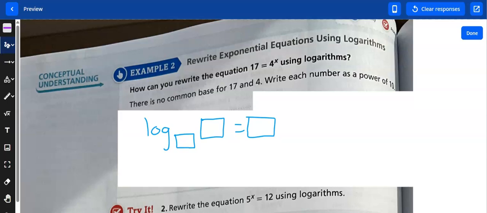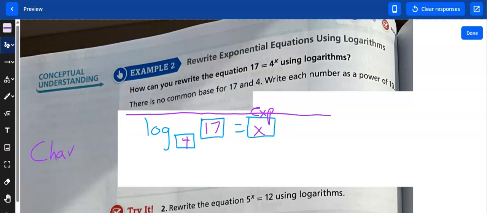What's the base? Your choices are 17, 4, or x. 4. The exponent goes on the other side. Is it 17 or x? It is x, which leaves one box left. Please, please, please try not to cross that line. 17 doesn't look like it is a hot air balloon. It should be at the same level as log. Only thing lower than that is the base.